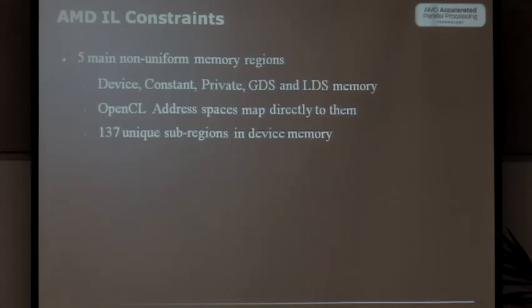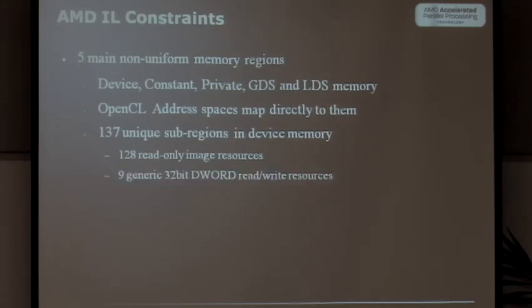Inside of device memory itself, we have 137 unique subregions. 128 of these are read-only image resources. 9 of them are generic 32-bit DWORD read-write resources. With these generic ones, you cannot write 8 or 16-bit values. The smallest write is 32 bits. Then we have one generic byte-addressable read-write resource, which you can write 8 and 16-bit values to, but this is also the slowest path.